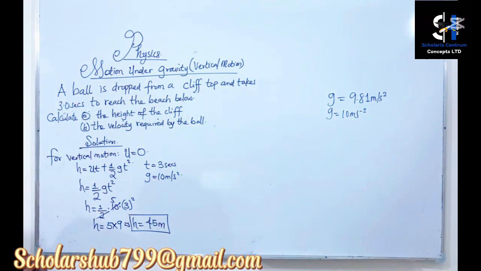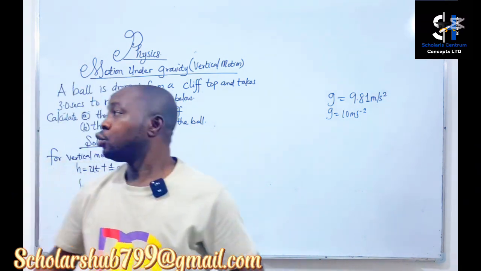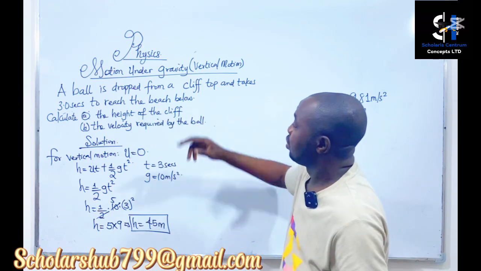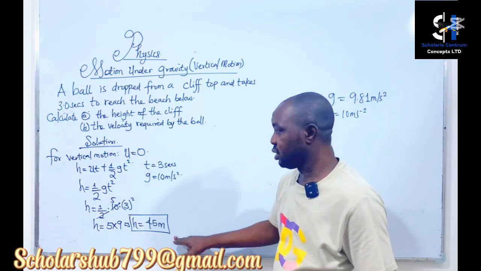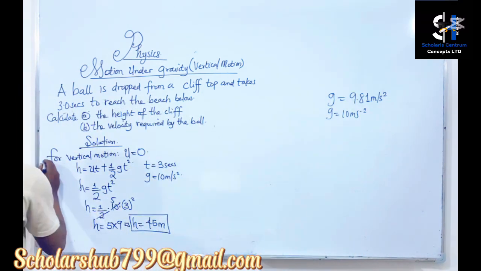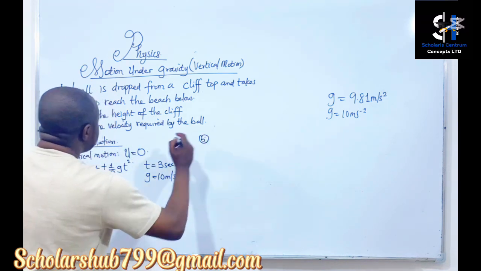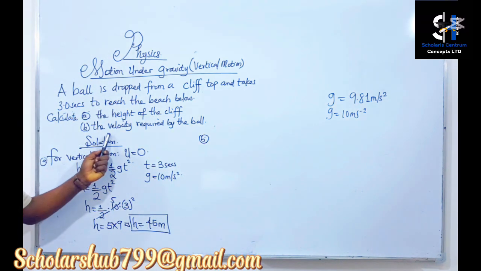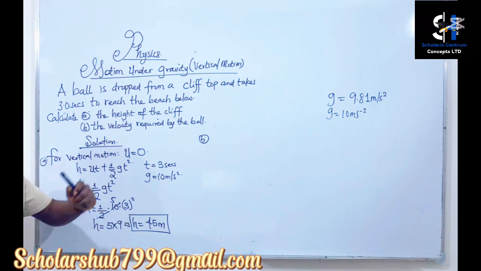So the height of the cliff to the beach below is 45 meters. And that's the first question. All right, so the second question here is for us to calculate the velocity required by the ball.